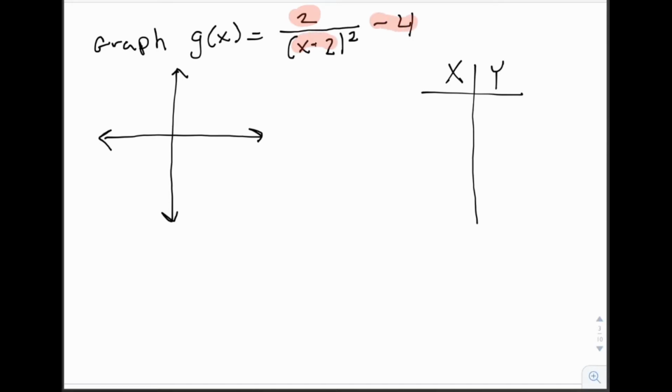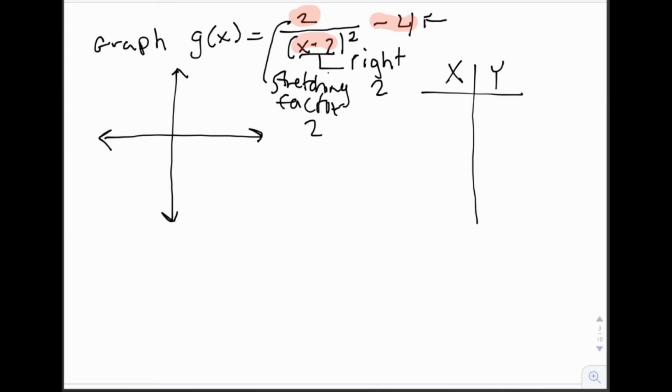This positive 2 is going to tell us that we are vertically stretching by a factor of 2. This x minus 2 tells us that we need to move to the right 2. And the last piece of information, this negative 4, is going to tell us that we go down 4.